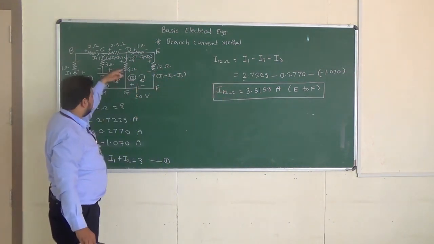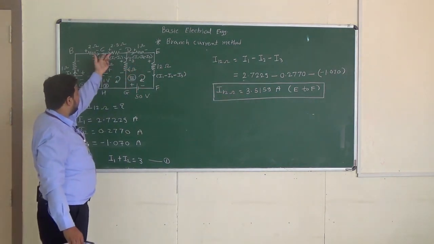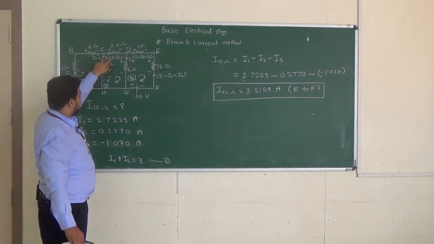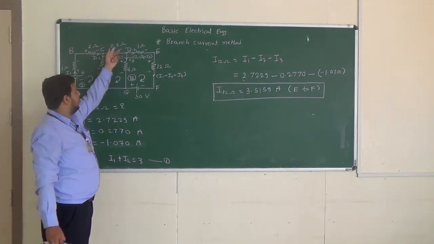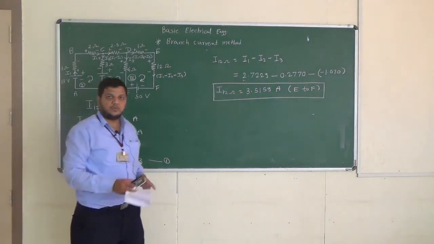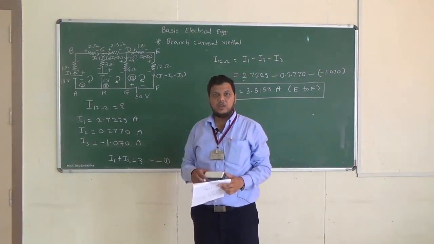If you want to determine the current through 4 ohm, it is I3. If we want to determine the power consumed by 2.5 ohm, then it will be this current squared, that is (I1 minus I2) squared, multiplied by the resistance, that is 2.5 ohm. So by this method we can determine any unknown quantity, whether it is current, voltage or power.